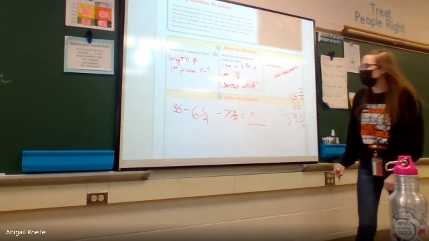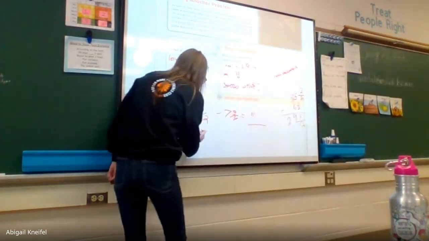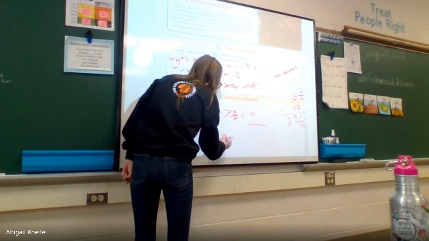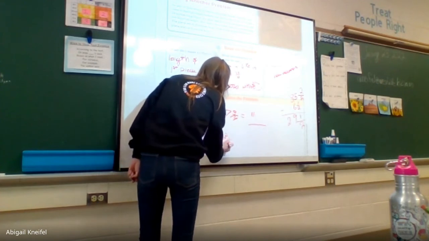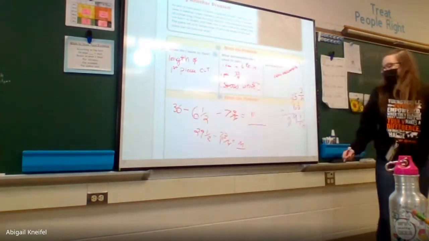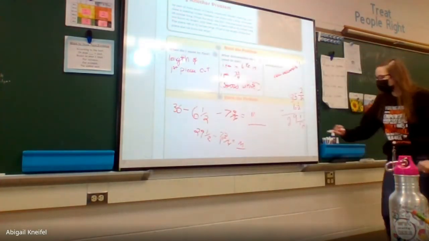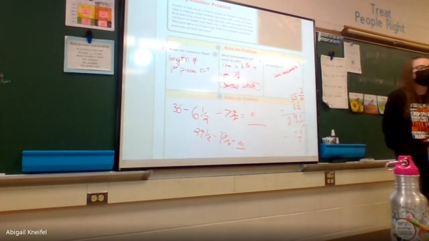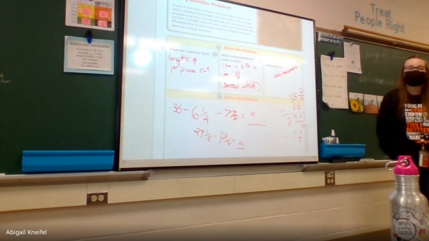So now we're right here. And if we rewrote it, it would be 29 and a half minus 7 3/4 equals m. So now I need to take 7 3/4 away from 29. Can I do that right now? No. Why can I not do that right now? Claire, why can't I do these right now?